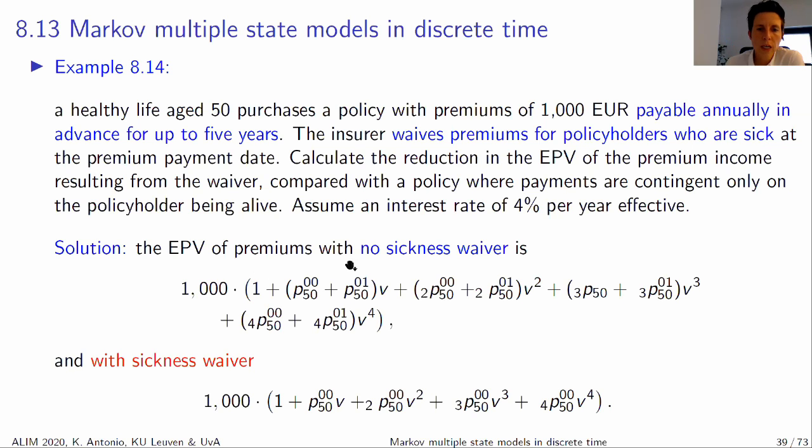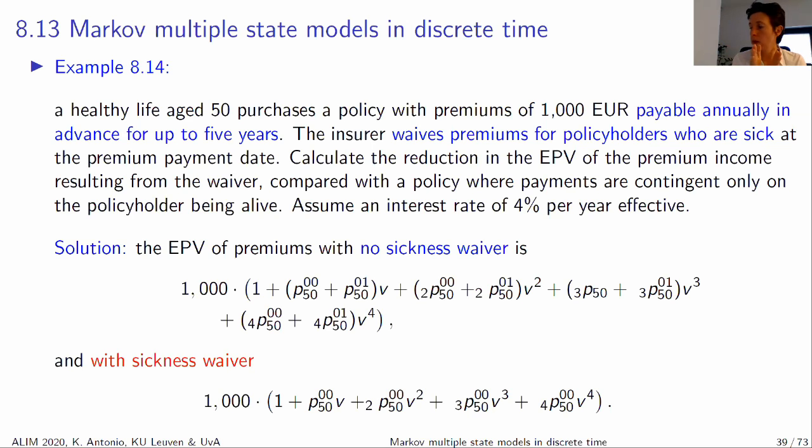So we do 2 calculations without the sickness waiver and with the sickness waiver. So if the sickness waiver is not applicable, then it means whether you are in state 0 or in state 1, you'll have to pay the premium, right? If you look at the product with the sickness waiver, then you're only going to pay the premium if you are in state 0. Yeah. So we need to make that distinction.